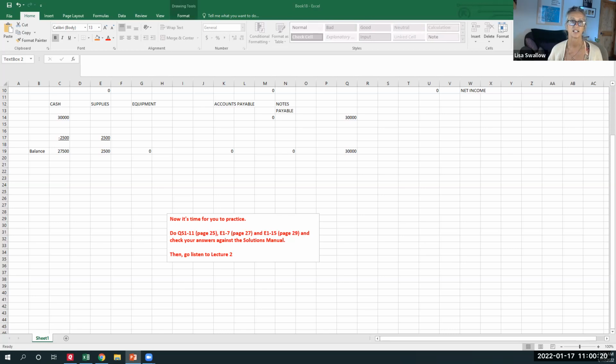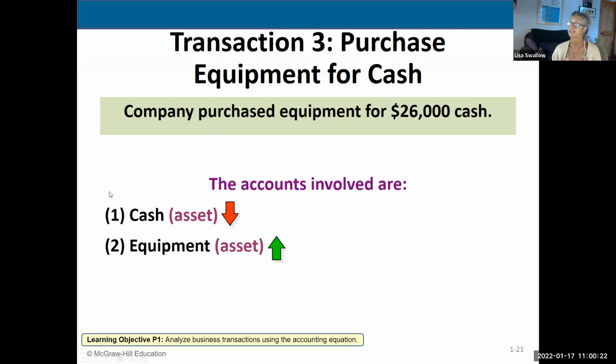It looks like the next one is I bought some equipment for 26 grand. So I'm going to give you a second. You can turn off the tape if you'd like. And please go book this on your transaction analysis worksheet, that tabular format we're working on, and then do the totals like I just showed you so we can see where we're at now. So you can turn off the tape and go do that.